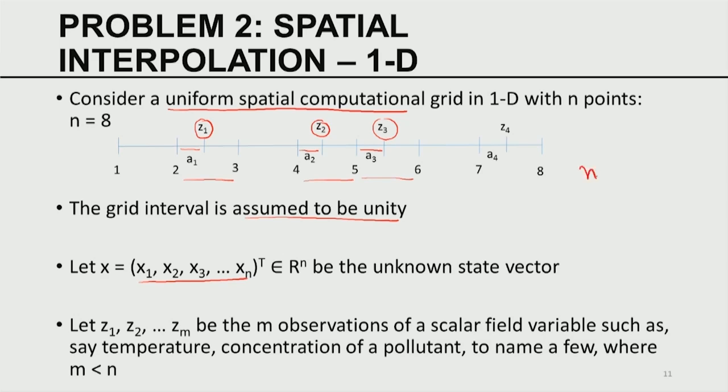N, the number of grid points. M, the number of observations. What is being observed is a scalar field, such as temperature, concentration of a pollutant, or whatever that may be. I am assuming M is smaller than N. M is smaller than N. That means I have more grid points, fewer observations. Therefore, this is an underdetermined case.